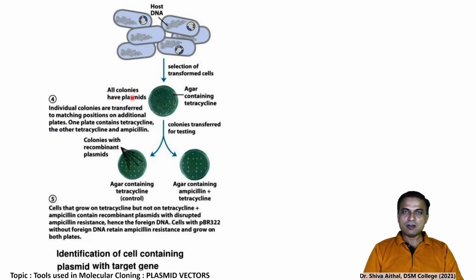All colonies have the plasmid. The agar contains tetracycline, and individual colonies that are transformed are transferred to matching positions on a plate containing tetracycline and another containing tetracycline plus ampicillin. Two plates are taken, one for the selective marker and the other for the counter-selective marker. From this plate, all the colonies are transferred by replica plating.